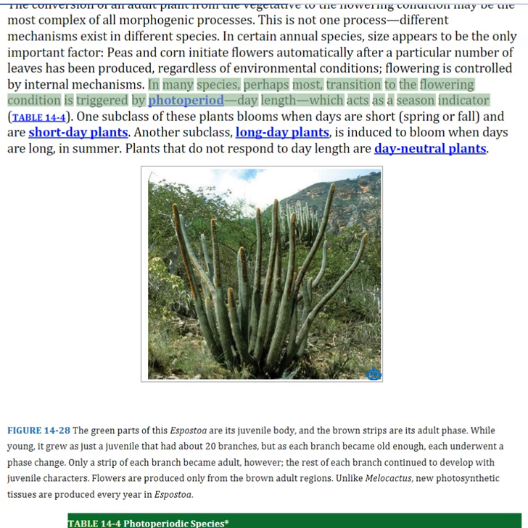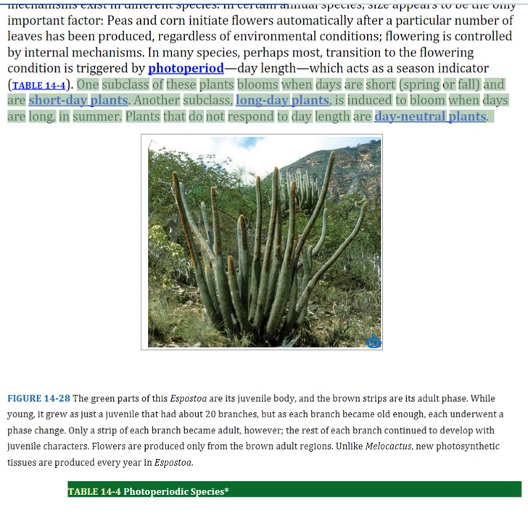In many species, perhaps most, transition to the flowering condition is triggered by photoperiod, day length, which acts as a season indicator. One subclass of these plants blooms when days are short and are short-day plants. Another subclass, long-day plants, is induced to bloom when days are long, in summer. Plants that do not respond to day length are day-neutral plants.